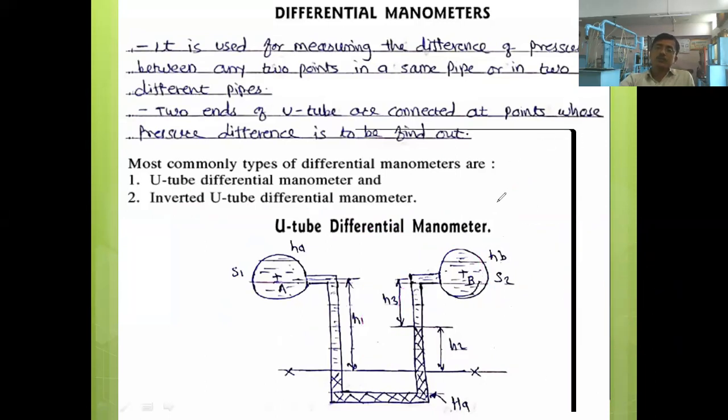Okay, so the necessity of using a differential manometer is for measuring the pressure difference between two points. Otherwise, for a single pipe, we have the simple manometers. Right. So now we'll see both types of differential manometers in detail. First, we will see the U-tube differential manometers. This is the diagram for the simple U-tube differential manometer. So write the title, differential manometers, in your notebook. Write the title and then write down this sentence too.